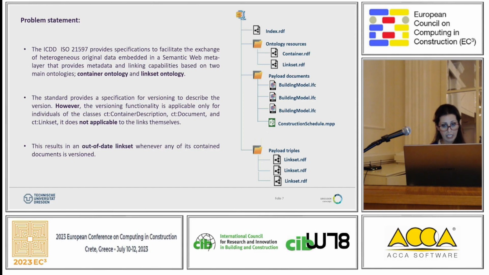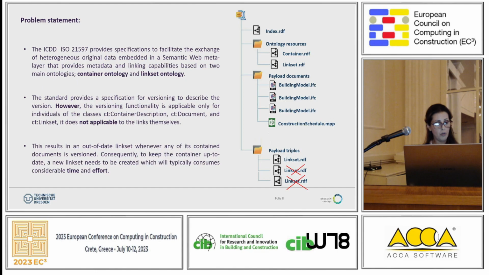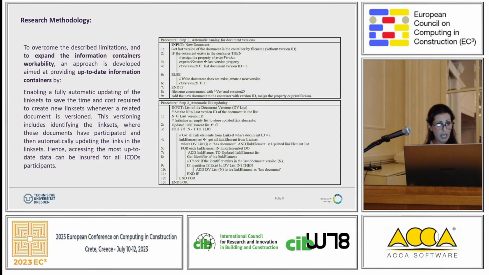So instead of recreating the link set every time a document is versioned, we proposed an algorithm which consists of two steps. I will not go into it. For more detail, please refer to the paper itself. But actually, the aim of this development is to expand the information container's workability and to have an up-to-date information container.